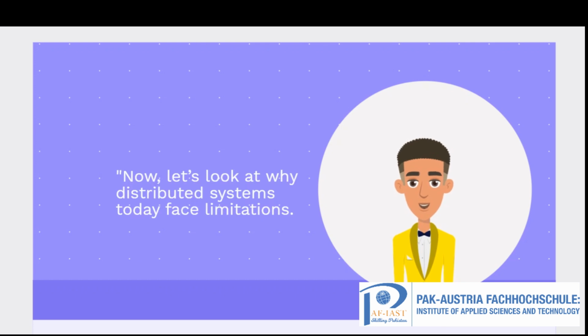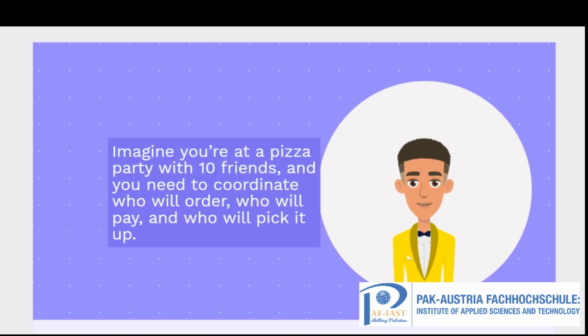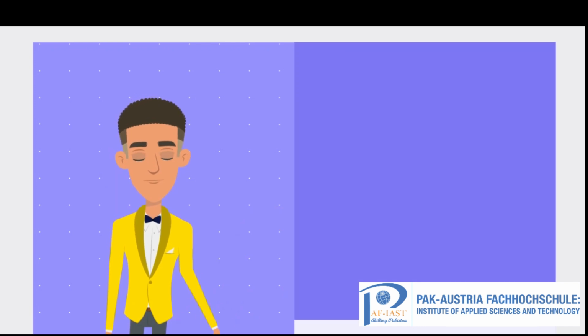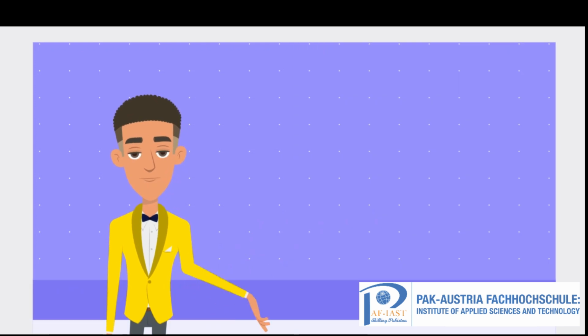Now let's look at why distributed systems today face limitations. Imagine you are at a pizza party with 10 friends and you need to coordinate who will order, who will pay, and who will pick it up. Communication between all of you takes time and effort. This is similar to the communication bottleneck in distributed systems, where nodes spend too much time exchanging data.